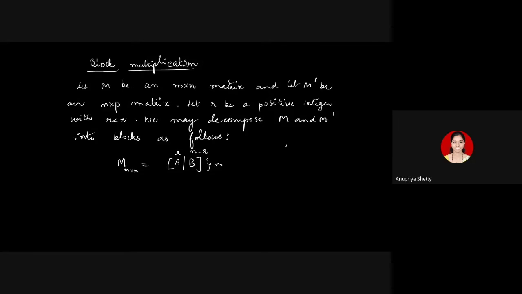So I can look at A as a matrix of order M by R. If I consider A as one separate matrix, it's a matrix of order M by R, and B is a matrix of order M by N minus R. The number of rows is the same, and the number of columns is R and N minus R respectively. And consider M dash, which has N rows and P columns.